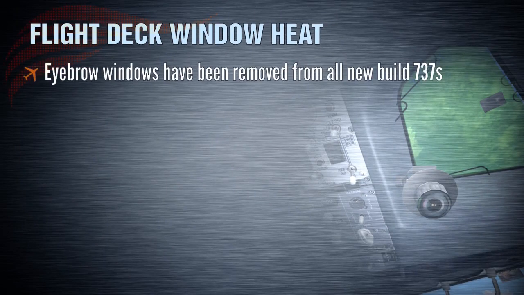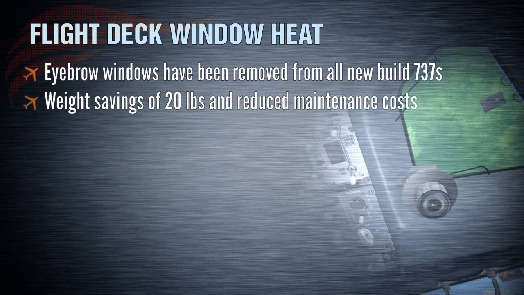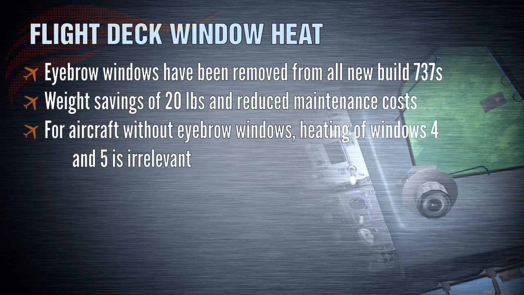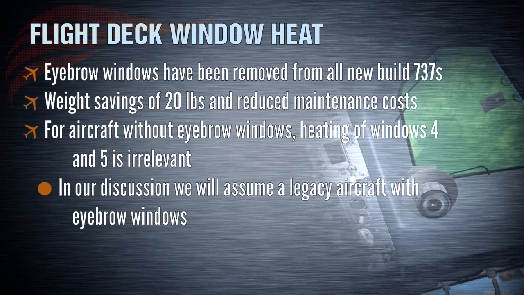Eyebrow windows have been removed from new-build 737s since early 2005, and many operators have chosen to plug them on older airframes too, including on many originals and classics, and even on some 727s. This saves about 20 pounds of weight and reduces maintenance costs. For aircraft without eyebrow windows, heating on Windows 4 and 5 is of course irrelevant, but we'll still include them in our discussion of the system.